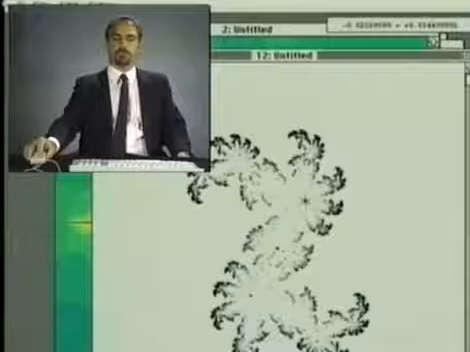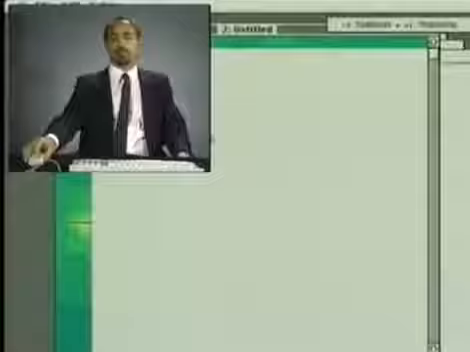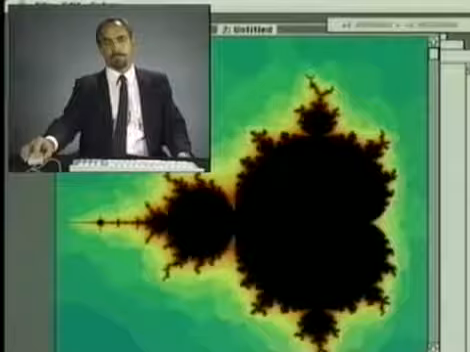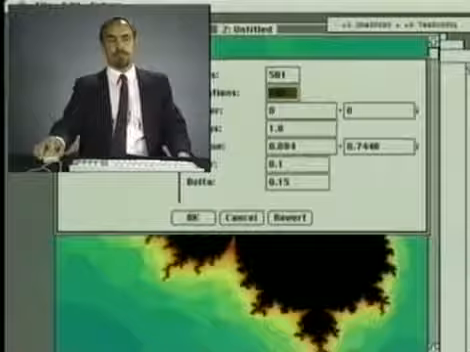If, on the other hand, I go back to the Mandelbrot set and choose a colored point, let us say this one, and draw the Julia set for that value.